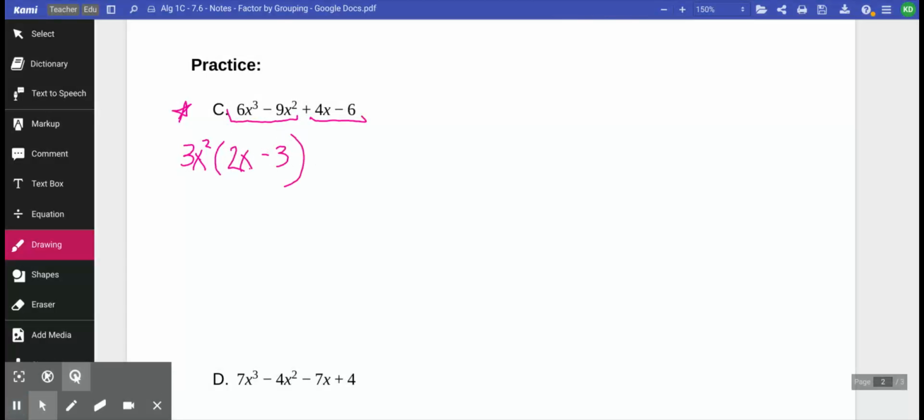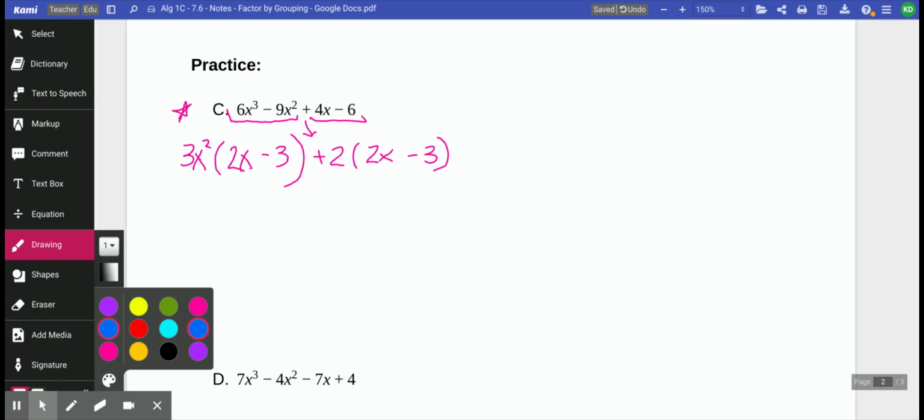Then we look at our second set of terms. We bring that plus sign that's in the middle down. Whatever that is, that's always what we factor out. And then we look at 4x minus 6. They're both even. They both have a factor of 2, right? 2 times what makes 4x? 2 times 2x makes 4x. And 2 times negative 3 makes negative 6.